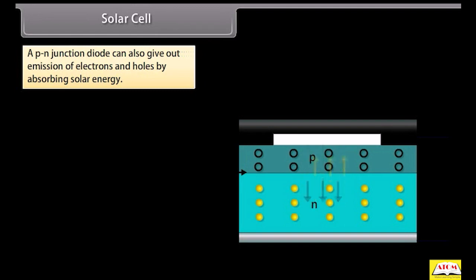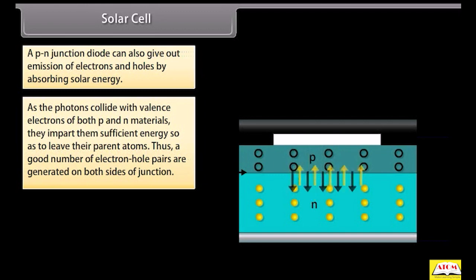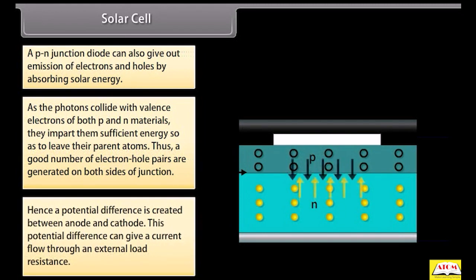The P material at the top is very thin compared to the thickness of the N material. Thus, solar energy photons entering from the top glass window easily penetrate up to both sides of the junction. As the photons collide with valence electrons of both P and N materials, they impart sufficient energy to leave their parent atoms. Thus, a good number of electron-hole pairs are generated on both sides of the junction. Hence, a potential difference is created between anode and cathode. This potential difference can give a current flow through an external load resistance.